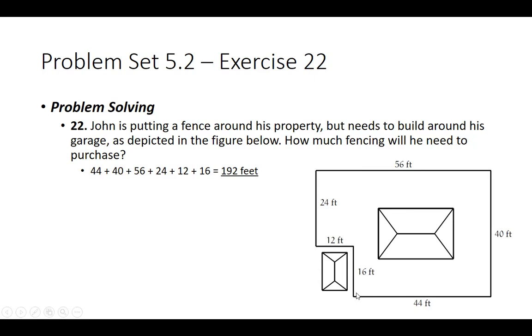So let's start in the bottom left of the figure, go counterclockwise like we always do, and add up all the sides. 44 plus 40 plus 56 plus 24 plus 12 plus 16 gets us back where we started, and those numbers add up to 192 feet.